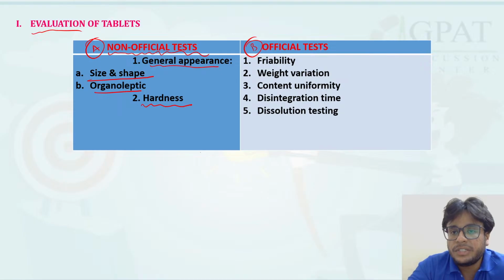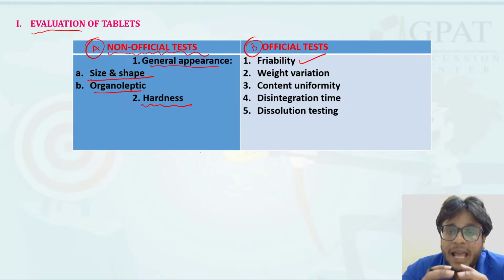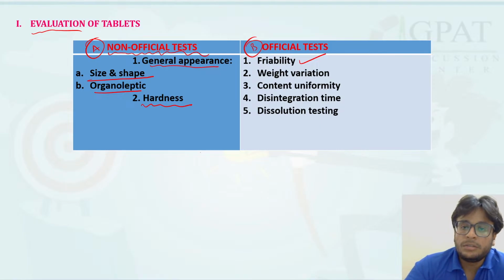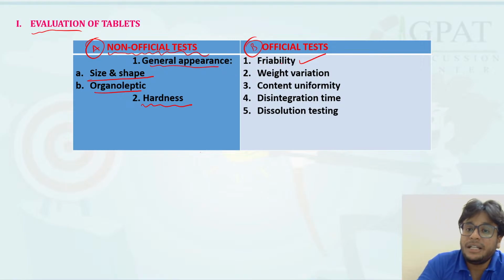The first official test is the friability. We have to check how friable a given drug is, and on the basis of its friability we have to decide the package in which the given drug has to be packed and the mode of transportation. Not more than 5% loss can be tolerated in the case of friability. Then we come to the weight variation test.